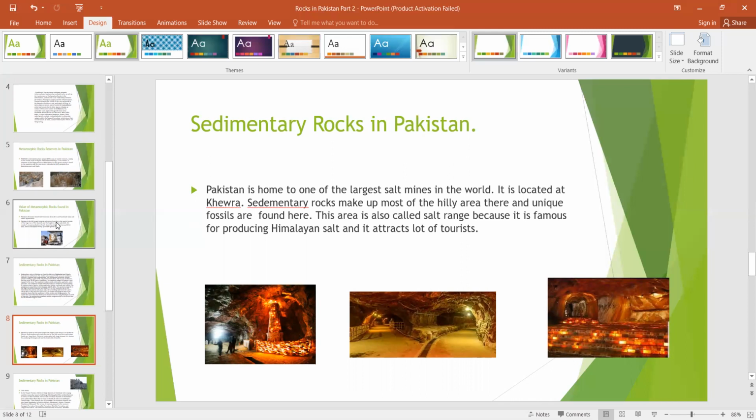So, Pakistan is home to one of the largest salt mines in the world. This largest salt mine is located at Khewra, which is also known as Khewra Salt Mine. This is a hilly region, and which is mostly composed of sedimentary rocks. There are also many unique fossils which are found in the area. This area is also called salt range because it is famous for producing the salt, which is Himalayan, and it also attracts lots of tourists annually.